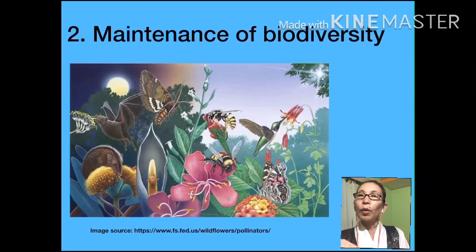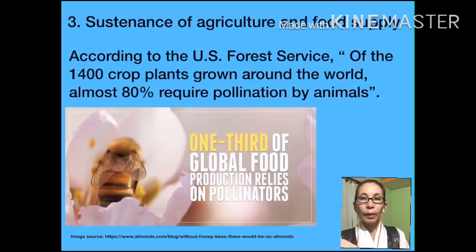Pollination is equally important for human survival. According to the US Forest Service, of the 1,400 crop plants grown around the world, almost 80% require pollination by animals. And it's estimated that 1/3 of our food production depends on pollinators. Thus, we must take actions to help pollinators survive, or else our food supply will get threatened.